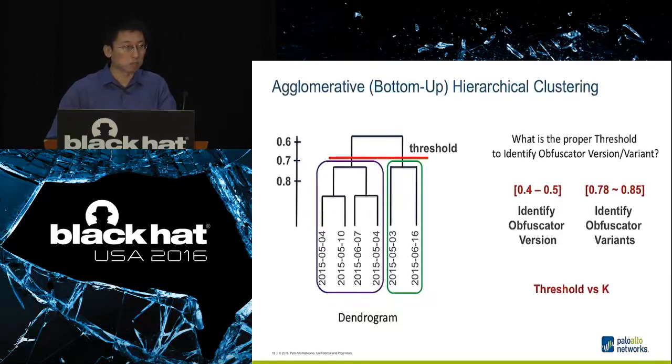The major difference between this threshold and the k is that the threshold won't change in the future, because it reflects the nature of how the obfuscator evolves, like what percentage of impact the obfuscator will introduce to the page.